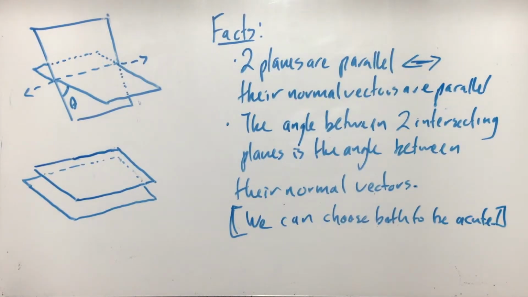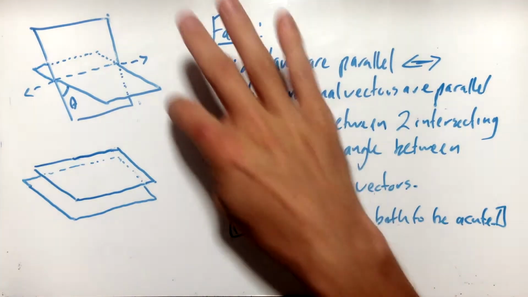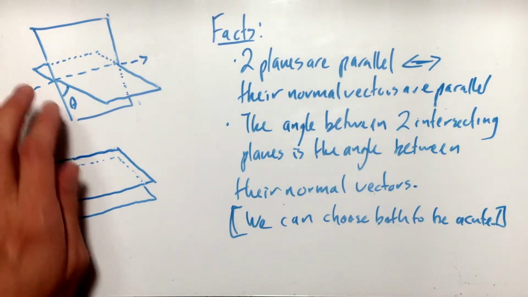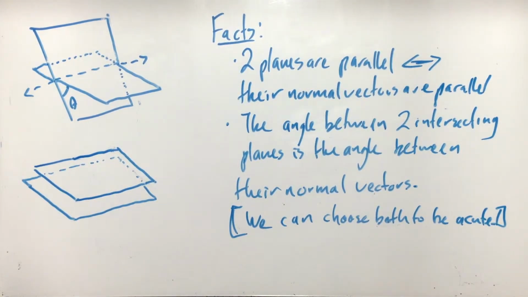Now let's talk about the ways that two planes can intersect. So if two planes are distinct, then the only possibilities are they intersect in a line or they are parallel. Now two planes are going to be parallel precisely when their normal vectors are parallel. That shouldn't be too crazy to see. More generally, this fact can generalize to saying that the angle, specifically the acute angle between two intersecting planes, is going to be the angle between the normal vectors.